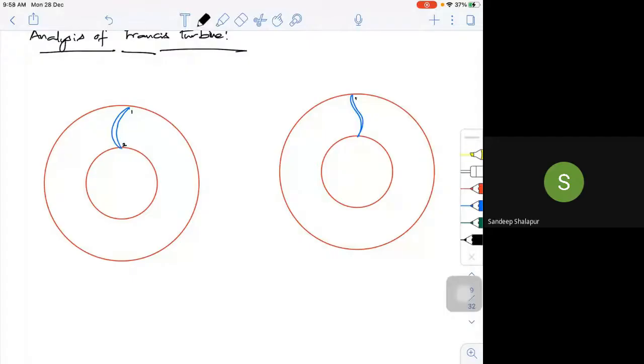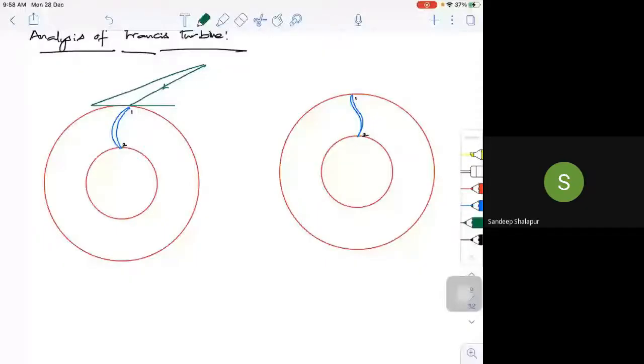So the fluid enters here. See, the fluid will enter in this direction. So this is my relative velocity. If I try to draw a velocity triangle, it is tangent to this. Okay, this is my V1, and then I can complete it.